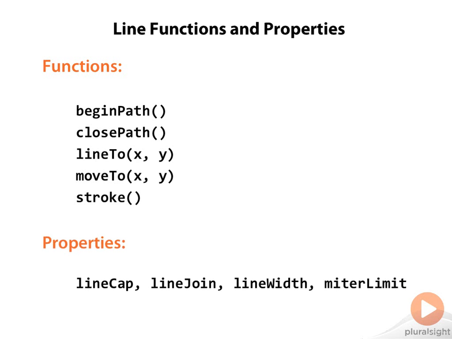Now, as you draw lines, there are different properties that you can use to control whether the connecting lines are rounded, how they're capped, and how the angle of those look. That's called the miter limit, and line width, and those types of things. So we'll look at a few of those coming up in some of the demos.